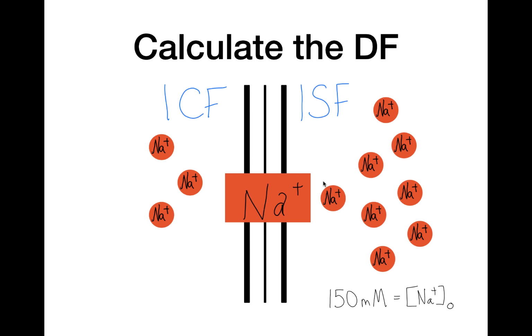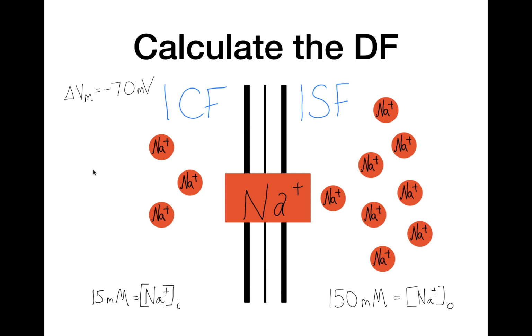Now the concentration of sodium outside the cell is going to be 150 millimolar, and the concentration of sodium inside the cell is going to be 15 millimolar. And the membrane potential of this cell is going to be negative 70 millivolts. So what I would like you to do is to pause the video and to calculate what the driving force on sodium will be. So please pause the video and try it for yourself and come back when you are done.